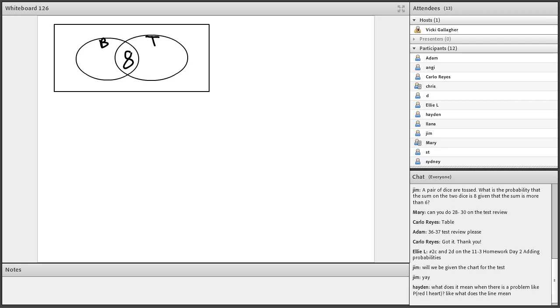The line means, Hayden, the line means the word given. So what is the probability that you drew a red card given that you definitely pulled a heart out of the deck of cards? That's what that means.